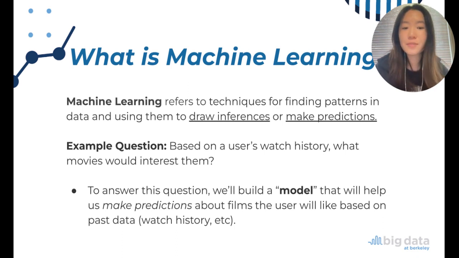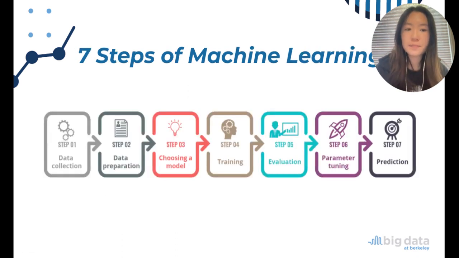And the 7 steps to machine learning are gathering data, preparing data, choosing a model, training, evaluation, parameter tuning, and prediction.